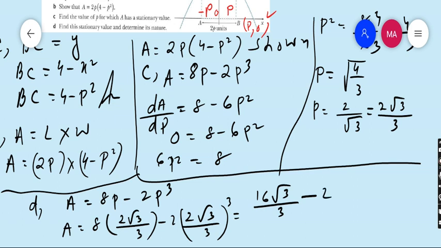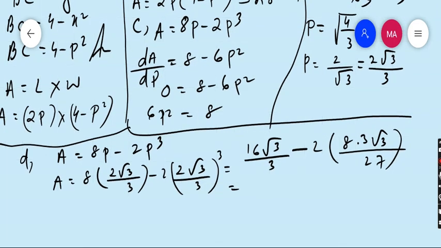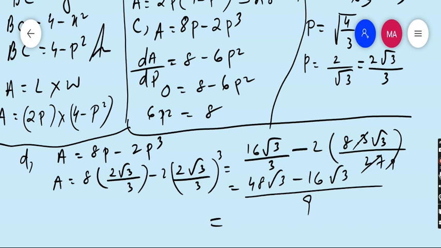2 cube is 8 and root 3 cube is 3 root 3, upon 3 cube is 27. 3 9s are 27, and if we take 9 as the LCM, 3 3s are 9, 16 3s are 48 root 3. 9 cancels by 9, 2 8s are 16 root 3. 48 minus 16 is 32 root 3 upon 9. So 32 root 3 upon 9 is the answer.